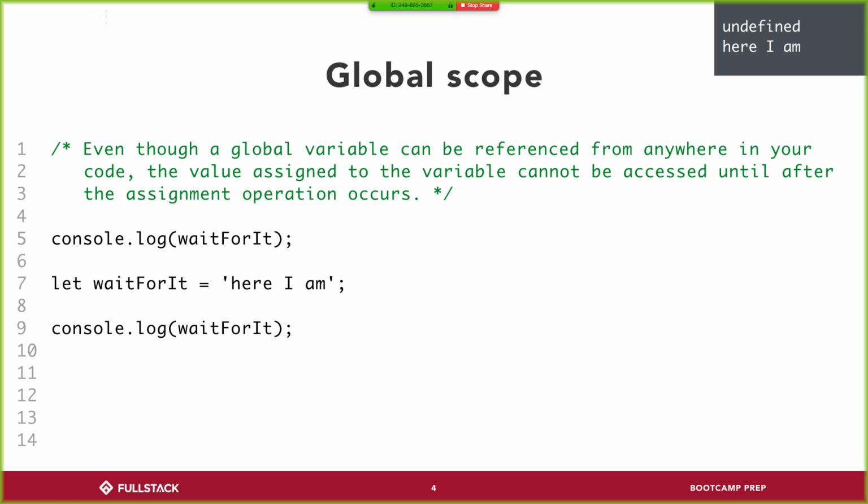Elizabeth said JS reads line by line. That's for the most part true, but there are some nuances to that. For example, even though line 7 is let wait for it equals here I am, the let wait for it actually gets hoisted up to the top. Even though it's on line 7, it's almost as if it happened in line 1. The actual let wait for it, so the left side of the expression. So it does read line by line, but there are some nuances to that. And we'll learn more about that later on with hoisting.